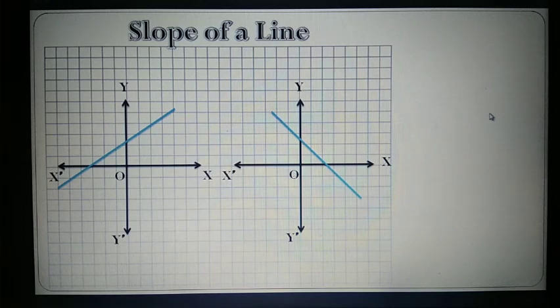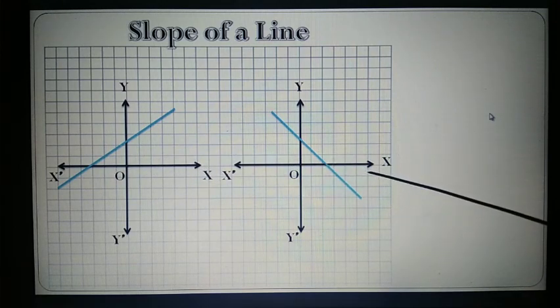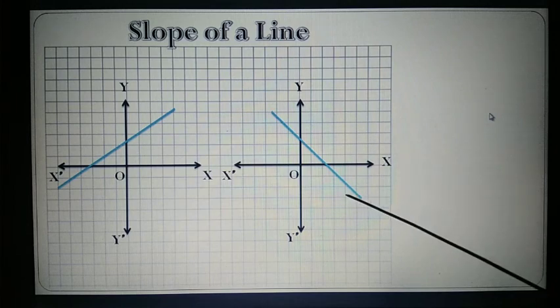Now listen to my words very carefully. Now I am going to take the angle formed by the lines with positive direction of x-axis. Now positive direction of x-axis means we always go to the right. So here also we'll go to the right, and here also we'll go to the right. So again I am going to repeat, we need to search for the angle made by the lines with the positive direction of x-axis.